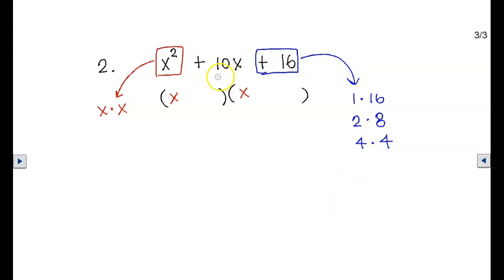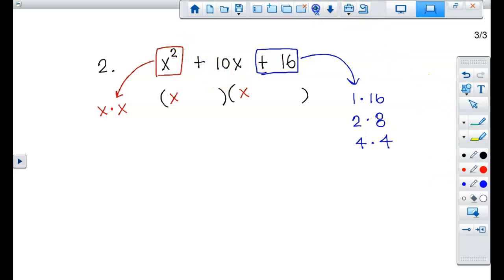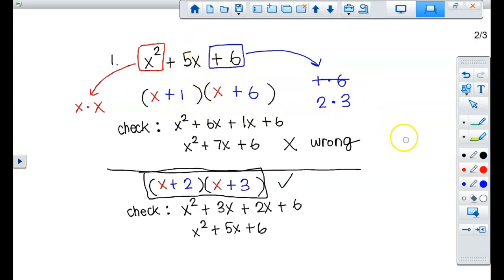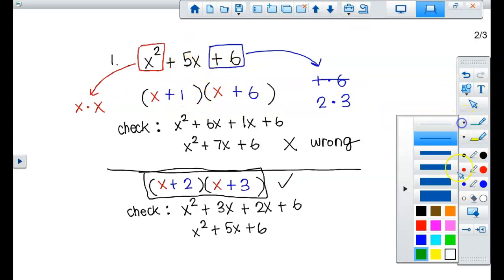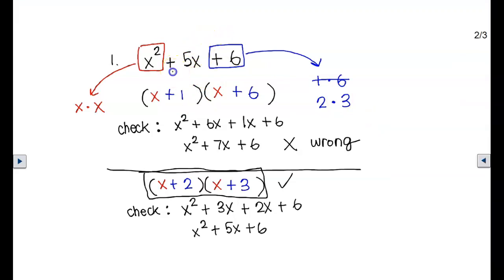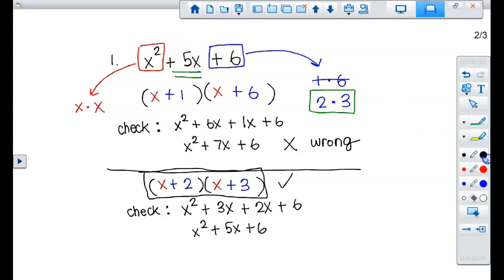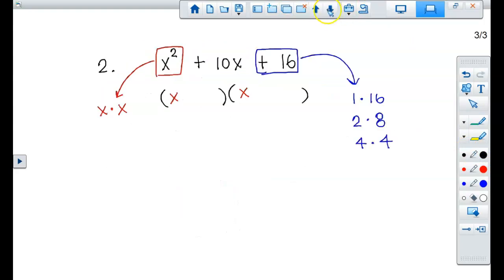Now I want to point out something here. If I go back to that example that we just did, I want you to notice that here in the middle, we had a positive 5x. And I want you to notice that the pair of numbers that we ended up using, 2 and 3, if we add 2 plus 3, we're going to get 5. Now, it won't always be that way, but for today, you can use that to kind of guide you.